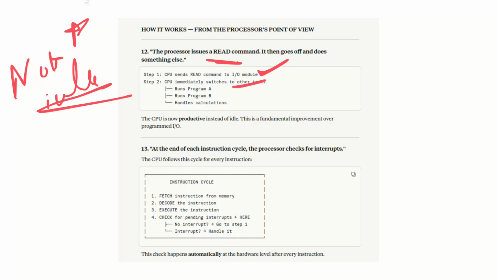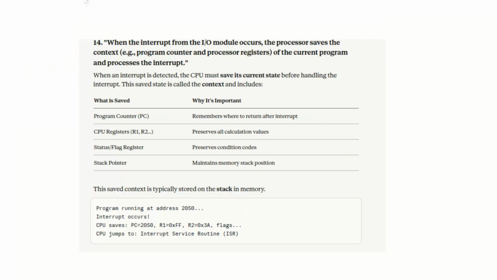Otherwise, it would go and do the next instruction. Now what happens when the interrupt from the IO module occurs? The processor would save the current instruction state, that is the current program counter, the CPU registers, the status or flag registers, the stack pointer. All of these things it will save of the current program.